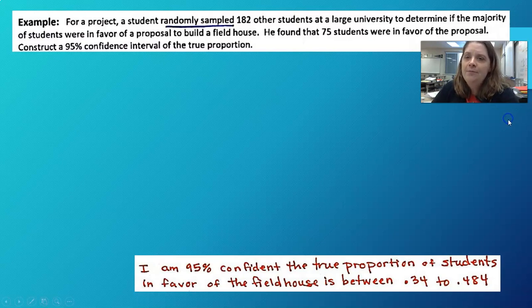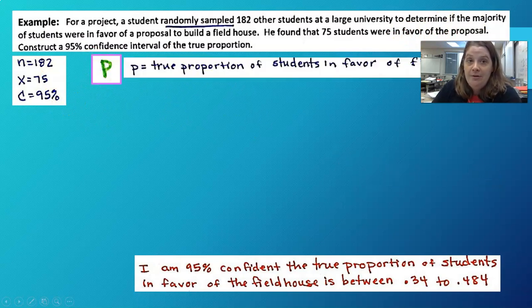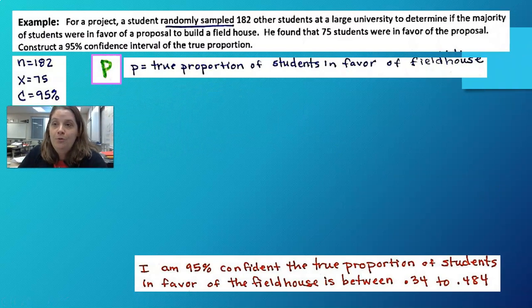All right, so the first thing I'm going to do is pick out the information from the problem. We took a sample of 182, that's n. 75 were in favor, that's the number of successes if we're counting people in favor. And it says 95% confidence here, so that's my confidence level. All right, so p, the parameter, is the true proportion of students in favor of the field house. That's what our lowercase p is.